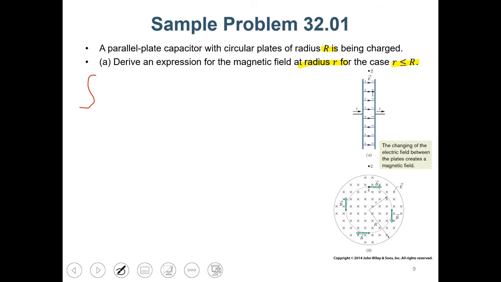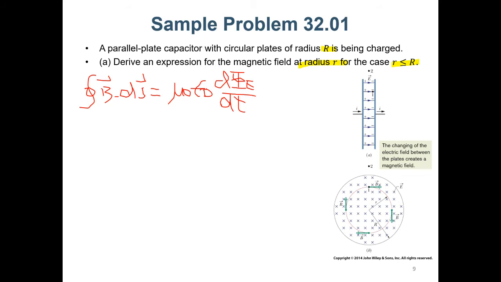We have the integral of B dot ds equals mu naught epsilon naught d phi E dt. As long as we can imagine the B field is uniform over this contour, B dot ds can be reduced to 2 pi r B.